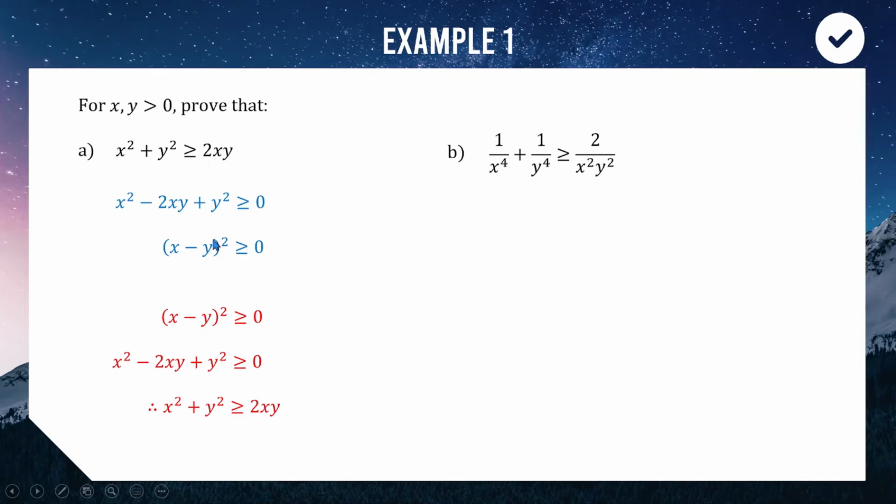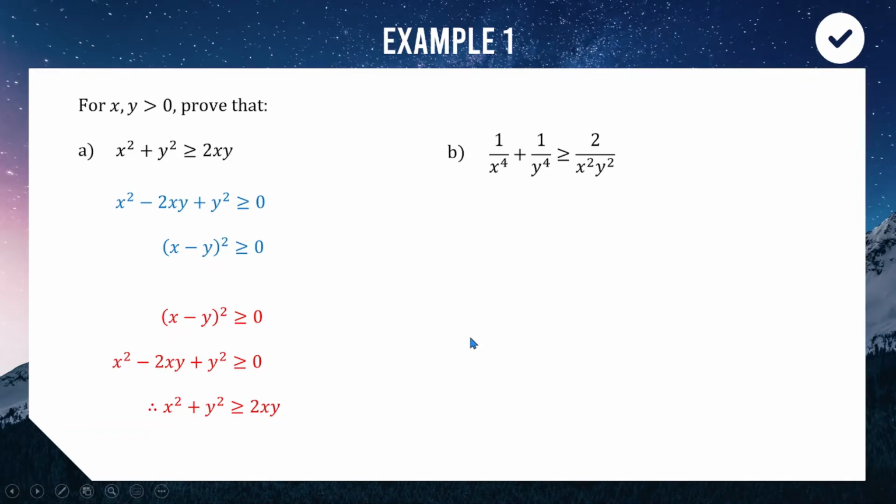Okay, so the way I've answered it in blue is not typically how you want to write your proofs. You want to, if possible, start with a statement that you know is true and then work towards the target that you're trying to prove. Okay, so the blue writing I'd be doing on my scrap paper. The red writing I'd be putting in my writing booklet to actually answer the question.